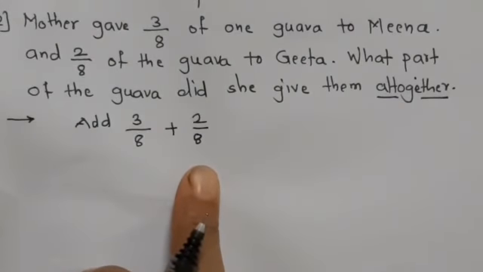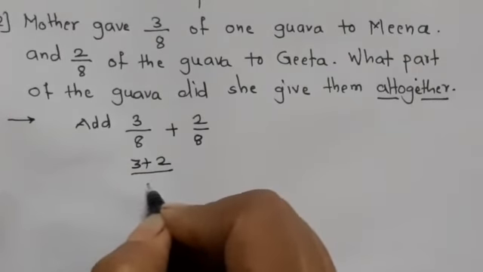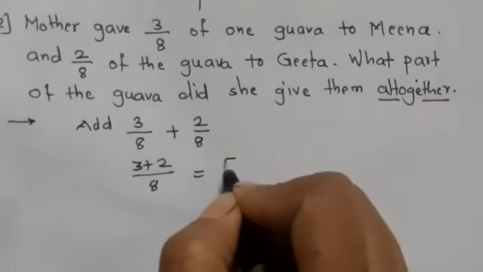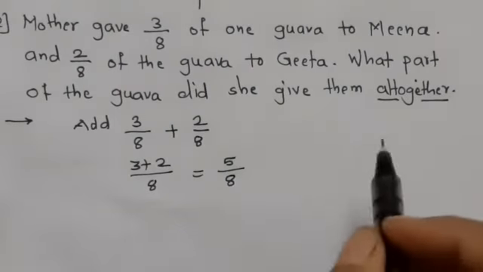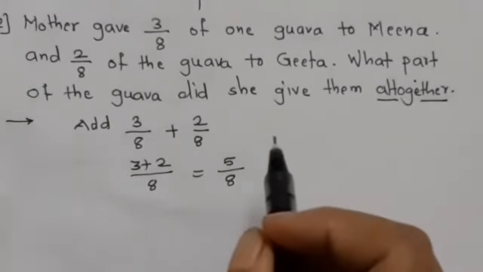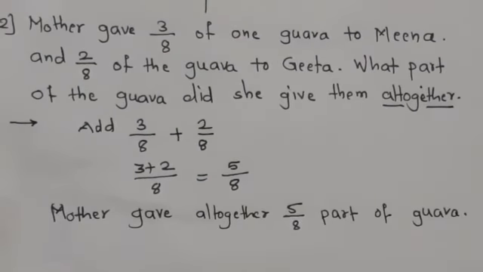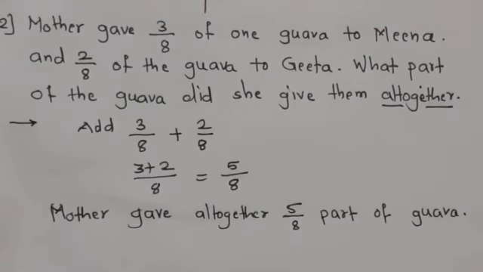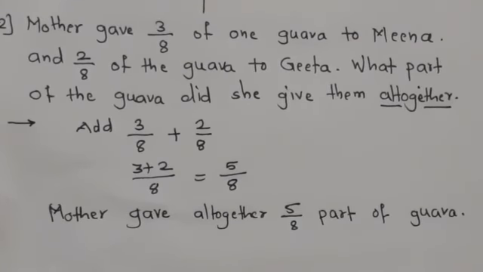Here 3 by 8 and 2 by 8 are like fractions. When we add like fractions, what do we do? We add the numerators and write the denominators as it is. So we'll add the numerators 3 plus 2 upon 8. 3 plus 2 is equal to 5 upon 8. So mother gave 5 by 8 part to Meena and Geeta altogether. So mother gave altogether 5 upon 8 part of the guava to them. Remaining sums you can solve on your own in your classwork notebook.